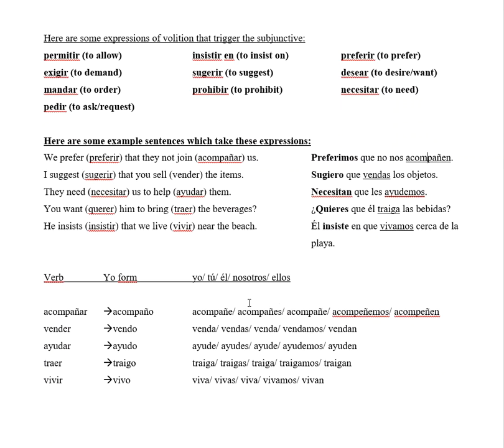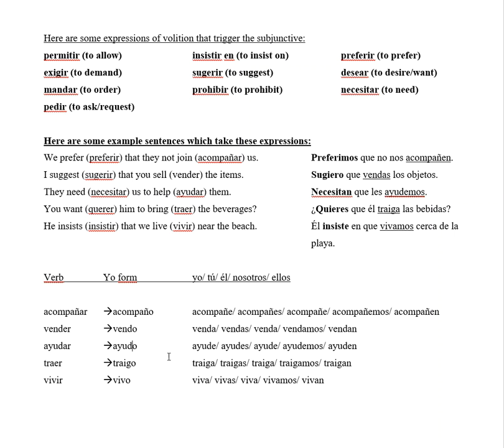By the way, I've conjugated the forms in the subjunctive here, but maybe we can go over these first. Acompañar, yo acompaño. We drop the o, and add the opposite vowel. Acompañe, acompañes, acompañe, acompañemos, oops, this is misspelled. Acompañemos y acompañen. Okay, there they are. Vender, yo vendo. We drop the o and add the opposite vowel. Venda, vendas, venda, vendamos, vendan.